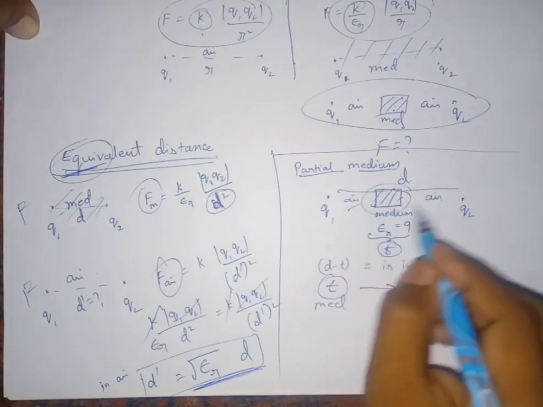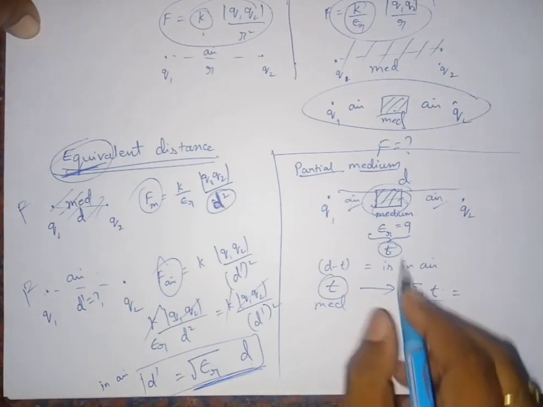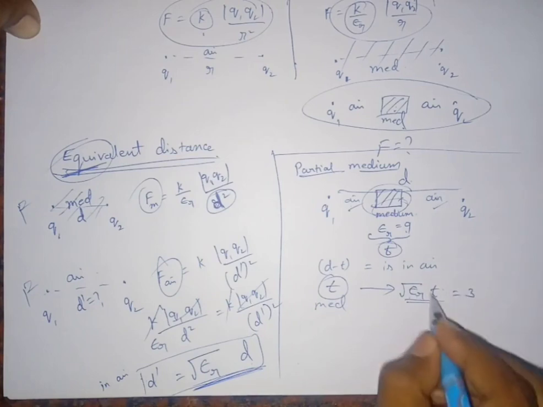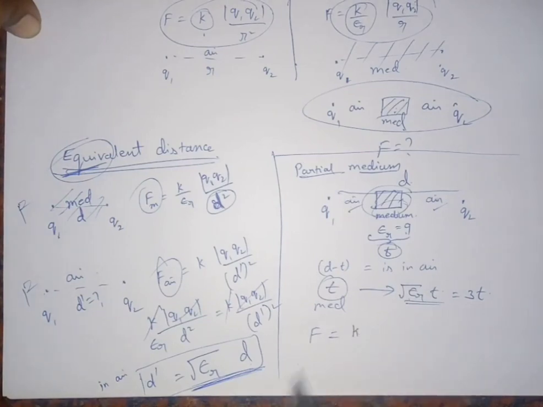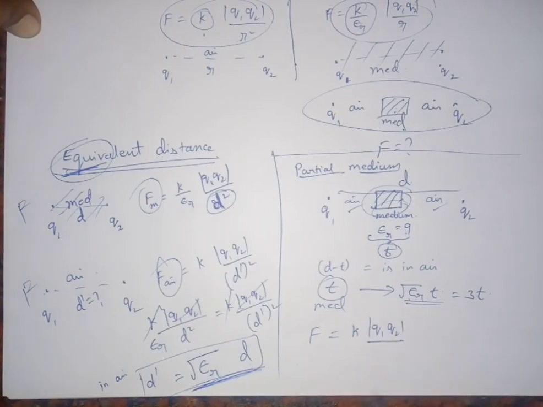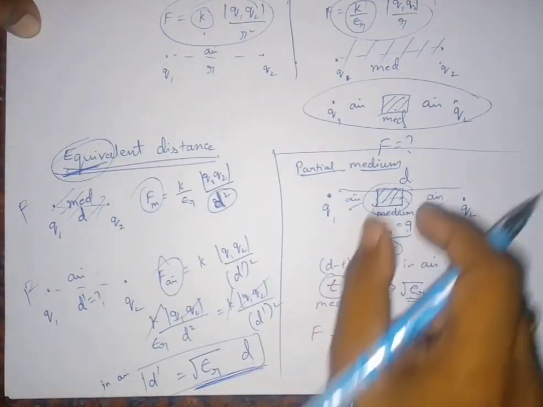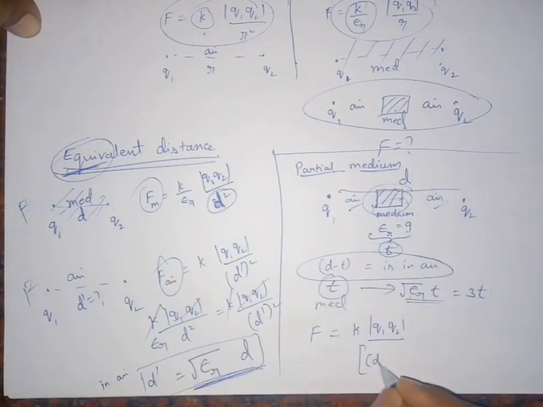So that means this is going to be air, this is going to be air, and even this is also going to be air now, because we are writing its equivalent distance in air, which is equal to root epsilon r into t. Epsilon r here is given as 9. That means root 9 is 3t. Now what happens to the force between them? F is equal to k, because we are writing everything in air, mod q1 q2 upon the distance. What is the distance between these two? It is d, but d minus t is already in air, so keep it as air itself.